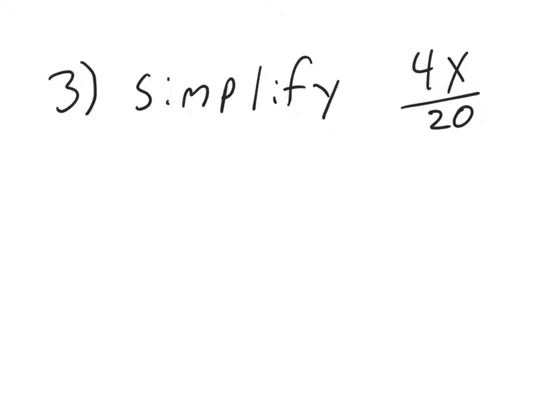Okay, number 3, we're going to simplify 4x over 20, and it looks like the only thing we can do to that is look at the 4 over 20, which when we simplify, let's see what goes into both. 4 goes into 4 once, 4 goes into 20 five times, and make sure you put the x back. So it's going to be x over 5.